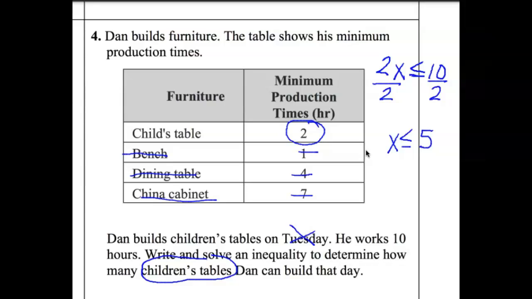I am going to ask that one last question, though. What is something that's very important to remember about solving inequalities? Go ahead and answer that for me, please.